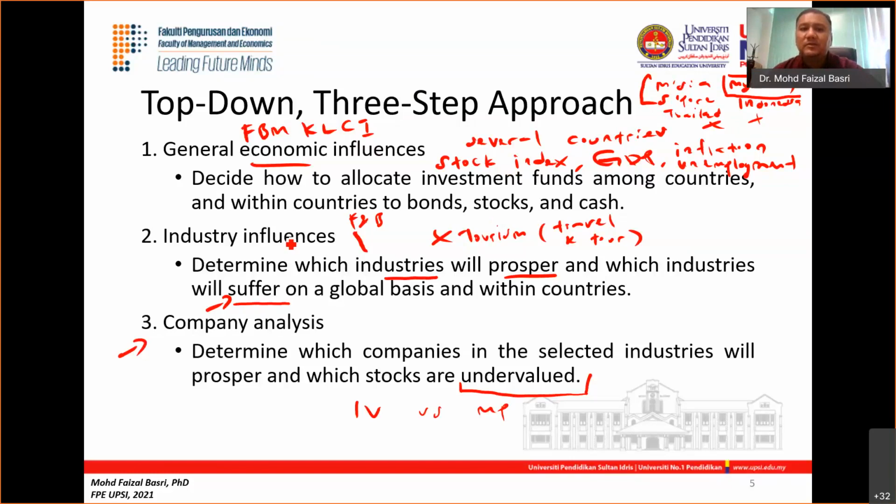Meaning when we do bottom up, there's a possibility that, for example, tourism related companies will still be analyzed by you, because you disregard the industry influences. For you, even though tourism may be affected, this company has a special niche whereby people will still invest in that particular company.